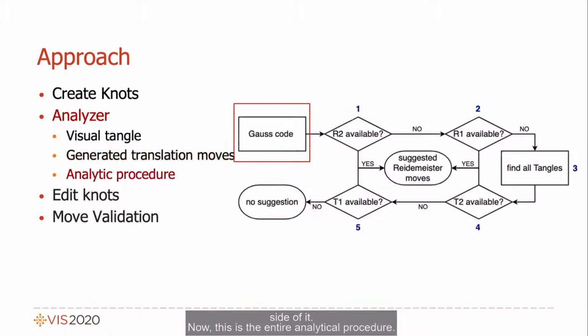Now, this is the entire analytical procedure. Our analyzer first reads the knot's Gauss code and saves each number's position information corresponding to its geometric shape.